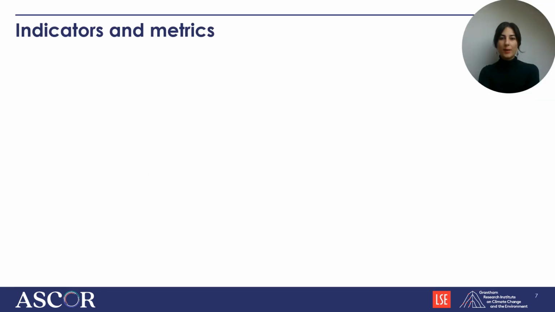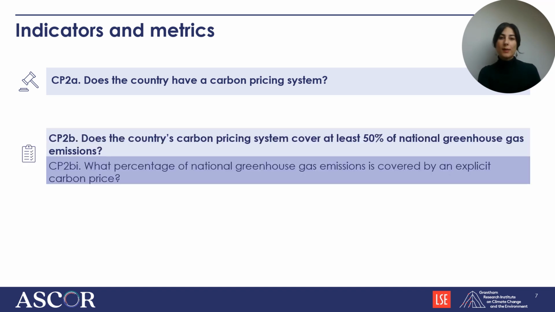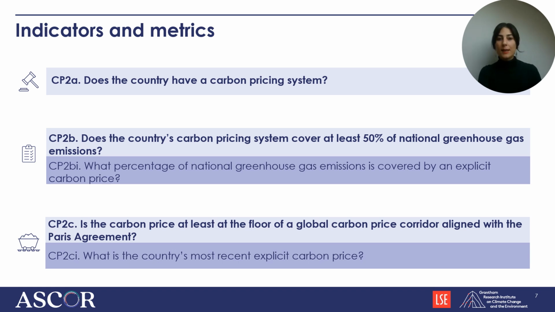We assess carbon pricing with three indicators and two quantitative metrics. First, we assess if the country has a carbon pricing instrument. Then we assess if the country's carbon price covers at least 50% of national greenhouse gas emissions. The quantitative metric here shows the exact percentage of national greenhouse gas emissions subject to a carbon price. And finally, we assess if the country's carbon price is at least at the floor of a global carbon price aligned with Paris Agreement goals. And the quantitative metric here shows the most recent explicit carbon price in the country.